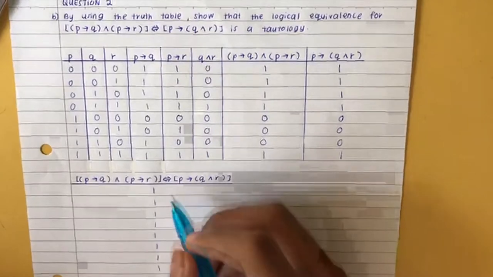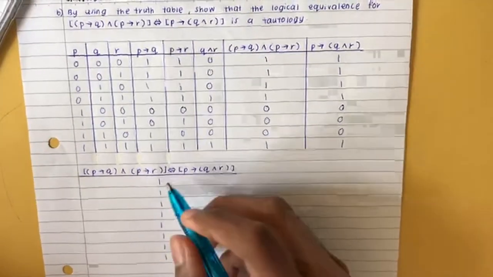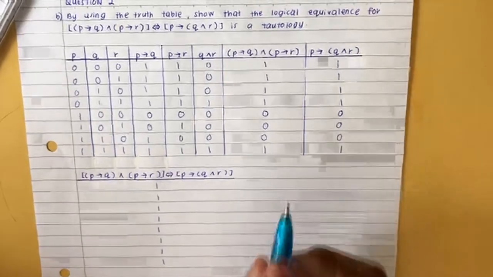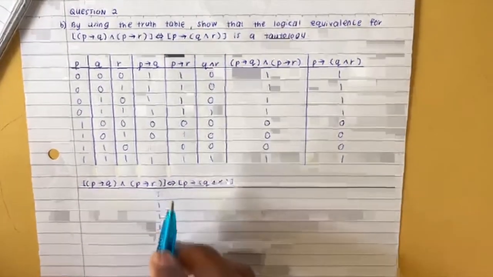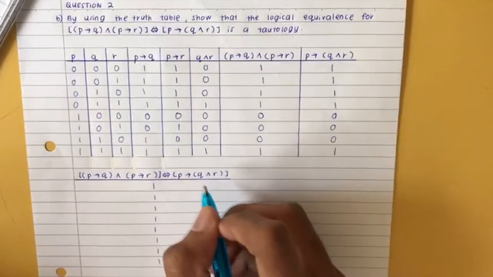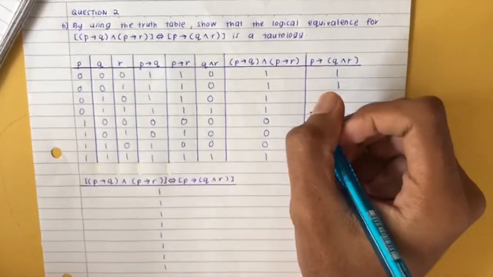So that means all of these are true. So P implies Q and P implies R are equivalent to P implies Q and R, which means it is a tautology.